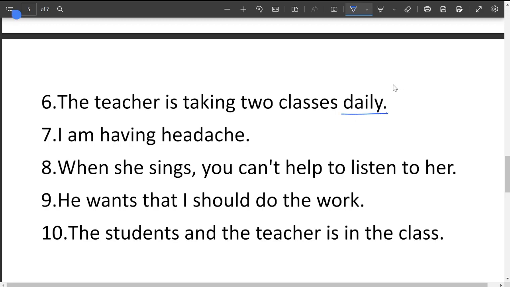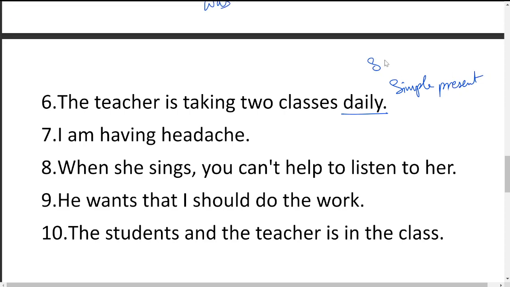Next, "the teacher is taking 2 classes daily." Daily is the keyword in the simple present tense. Now, simple present structure is subject plus V1 or V5 plus object. So any action that is happening regularly must be used in the simple present tense. "Teacher is taking" is absolutely wrong here. "Teacher takes 5 classes." That is used in the simple present tense as the daily action, habitual action.